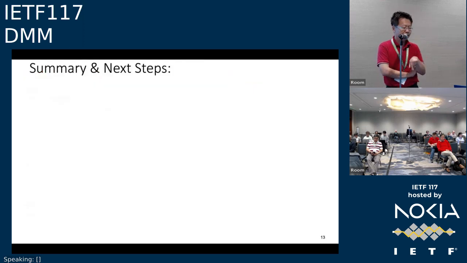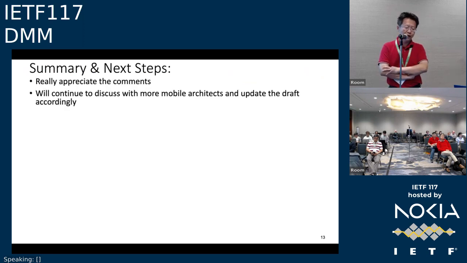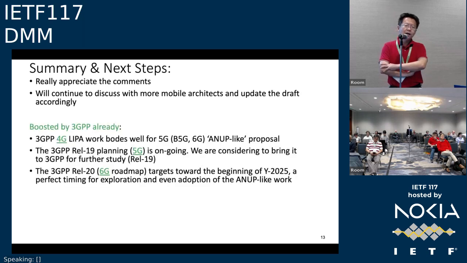So I can go to the next. This is the summary. Here, first, I still want to continue the discussion and adopt the draft. As we know, 3GPP and IETF are now so close together. There are so many new features and new requirements from 3GPP, and new technologies that will be standardized. But during the process, they do need collaboration. They do need more new IETF technology to help.